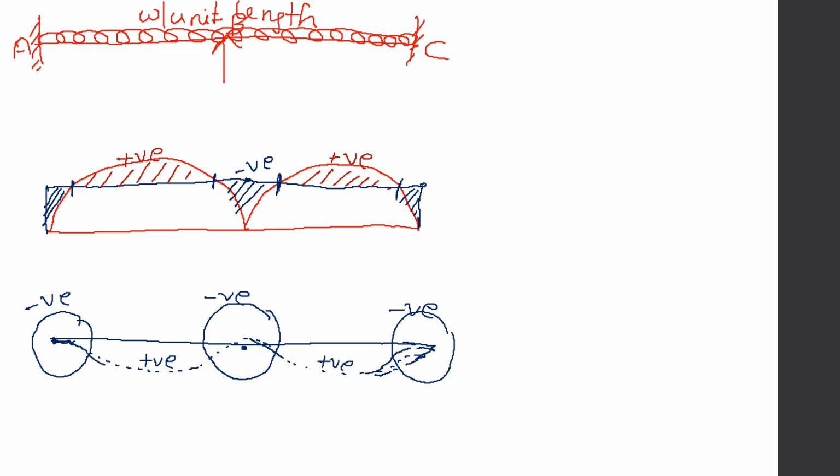That is, this portion is subjected to pure sagging, and the remaining portion, for the negative bending moment, represents hogging bending moment. That is the meaning of that.